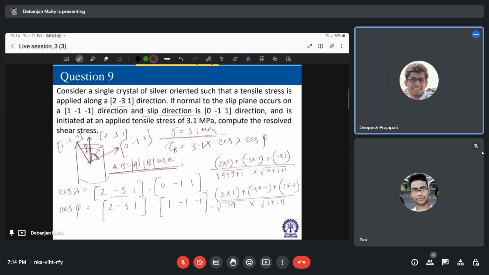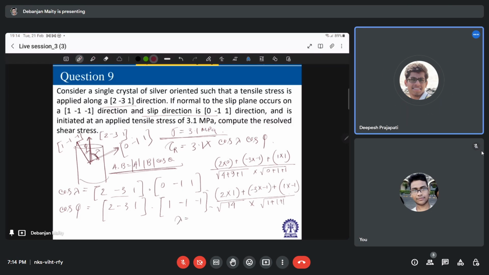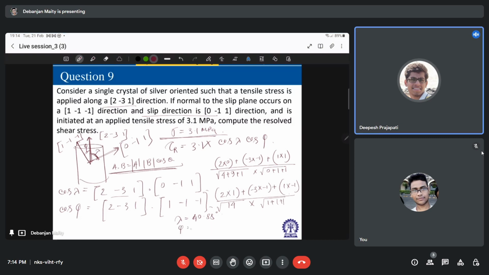Lambda is 40.88. You're telling the cos lambda value or lambda value? Lambda. Yes. How much? 40.88 degree. And phi, 51.9.